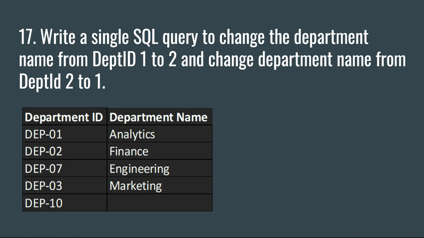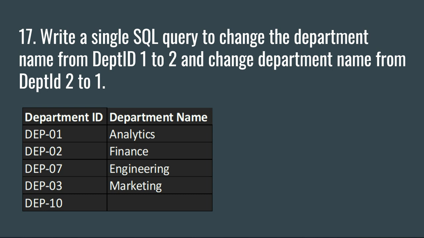I'm Atul, and in this video we are going to see how we can write a query to change a particular department name from department ID 1 to 2 and change another department name from department 2 to department 1. Most often in an interview, the interviewer will ask you to change a particular value of a particular column, but you do not have to use the update statement.